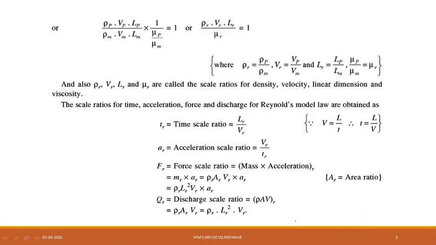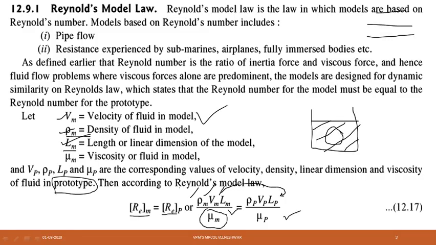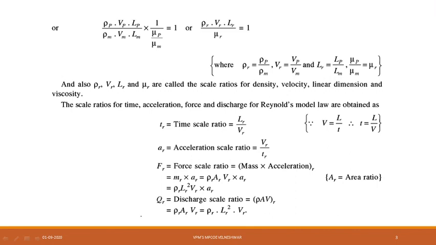Now how can I write this equation? Whatever is for the model is going to the right hand side. By taking it to the right hand side, what I have done here is rho p into Vp into Lp divided by rho m into Vm into Lm.